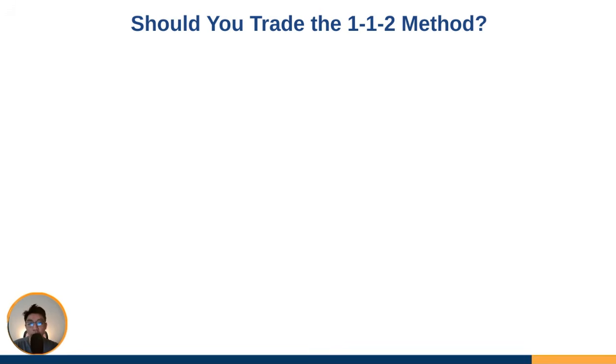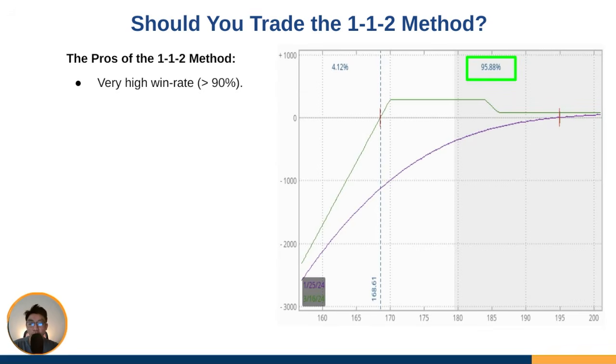So in order for you to understand whether you should trade this strategy, you need to first understand the pros and cons of this method, right? So let's start off with the pros. The pros of the 112 strategy, there are a few of them. The first one is that you have a very high win rate, right? As you can see down here, this one that I've constructed is above 95%, right? 95.88%. In certain cases, you can go even higher than that.